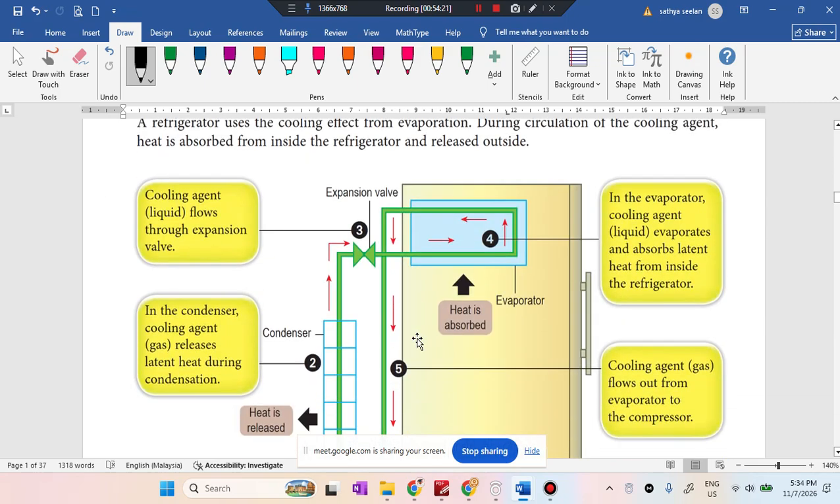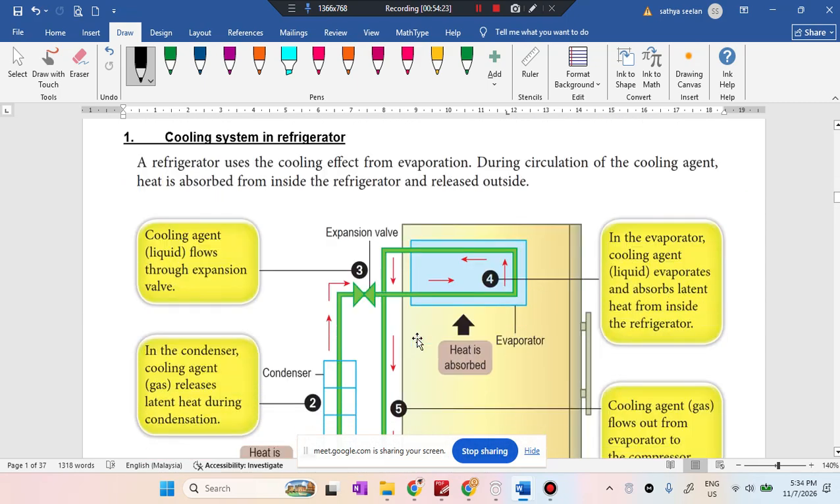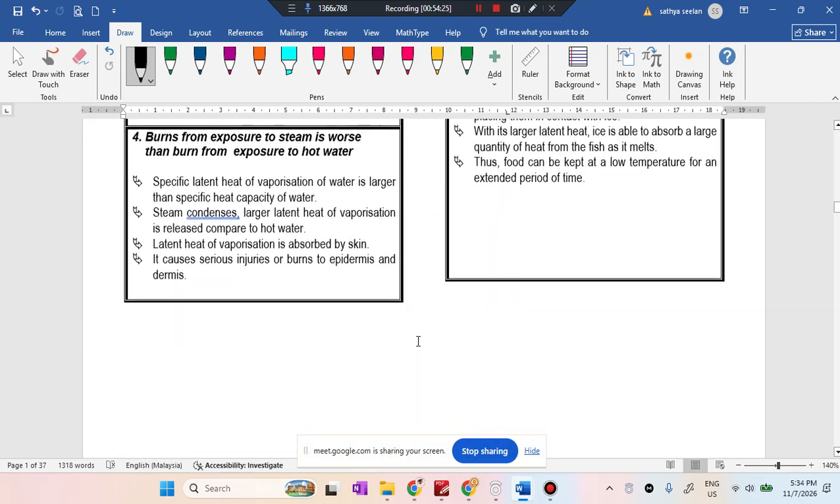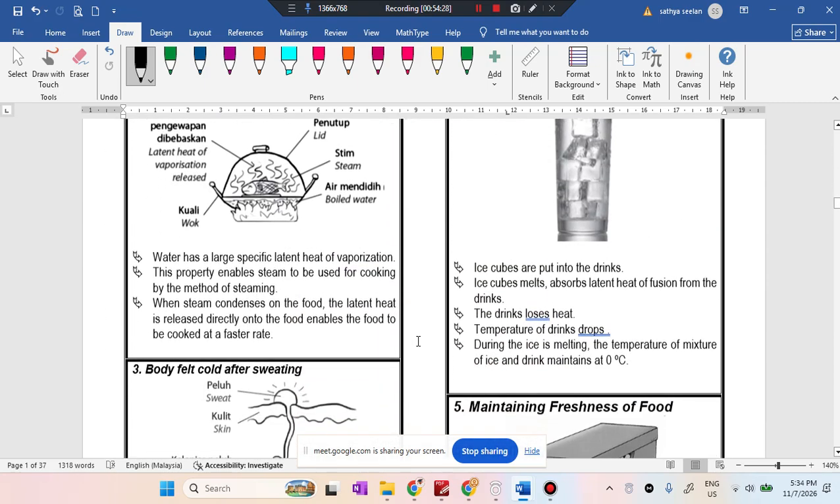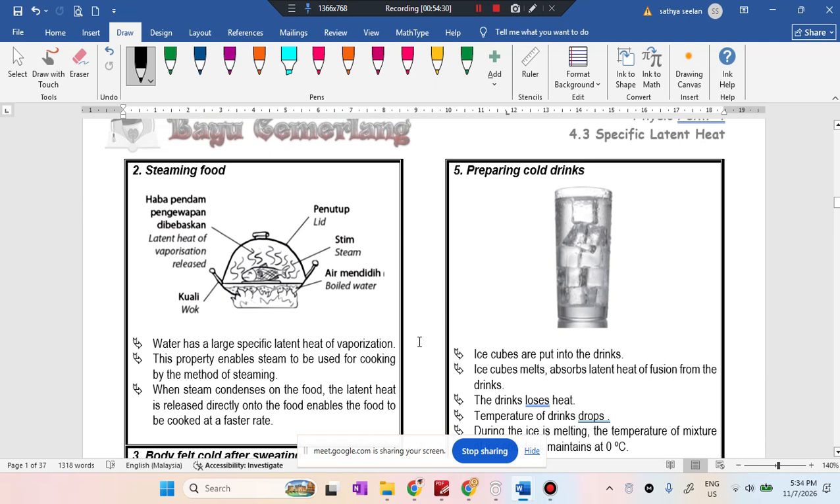Okay, the final part of this subtopic is the application part. Application dia simple je, bukan macam specific heat capacity. Okay, kita pergi dari nombor 2 dulu. Okay, ready? Nombor 1 tu dia technical sikit. You make sure you understand the 2, 3, 4, 5 first.